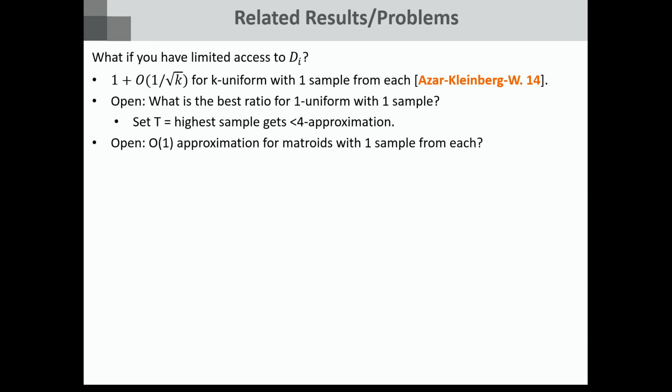you see in your samples as a threshold, and it's not too hard to show that this gets a 4 approximation. With some more work, you can show it does better than 4, but I don't know what ratio exactly this algorithm gets or if there's anything more clever. And definitely, I have no idea how to get a constant factor approximation for all matroids with just a single sample from each distribution.